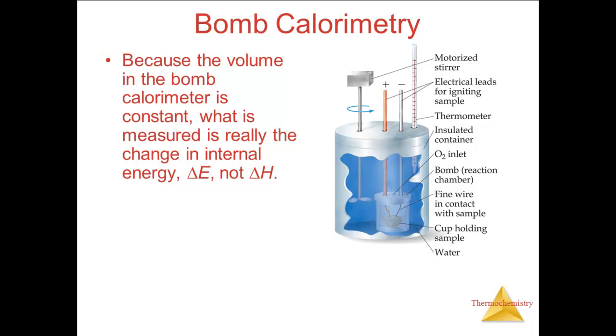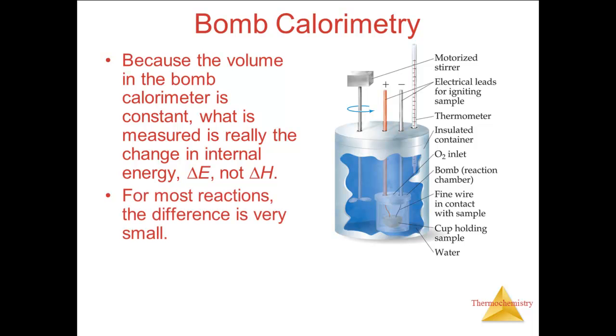This occurs at constant volume, not at constant pressure, so the quantity determined is not delta H, but delta E. Calculations can be done to determine the value of delta PV so that delta H can be determined. The difference between delta E and delta H is usually not large.